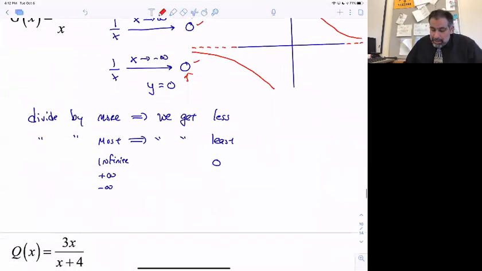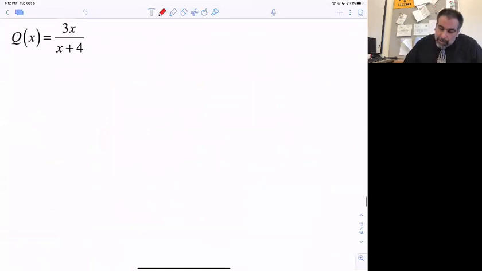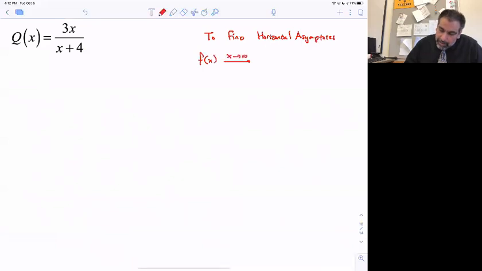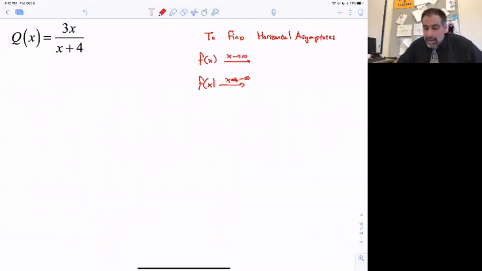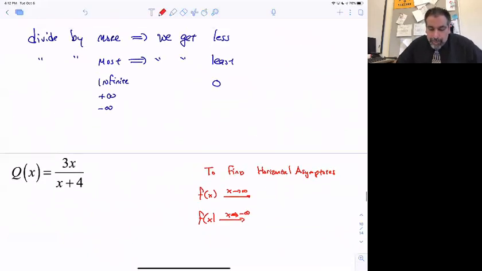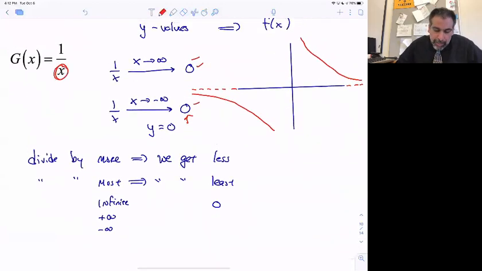The idea is this basic premise. To find horizontal asymptotes, evaluate the function as x goes to infinity, and evaluate the function as x goes to negative infinity. I'm going to talk to you about how to compute what happens when we go to infinity and negative infinity. But the first thing you saw is, if you're dividing, the bottom is getting bigger, and the top is staying constant, this guy's going to go to 0. Okay? So keep that in mind.